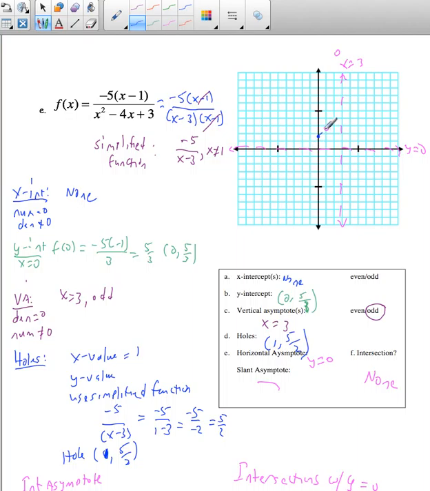It's going to approach the hole. And then on the other side of the hole, it has to shoot up towards this vertical asymptote at x equals 3. Once it goes through the y-intercept going towards the left, it has to approach the horizontal asymptote at y equals 0 as x goes to negative infinity.